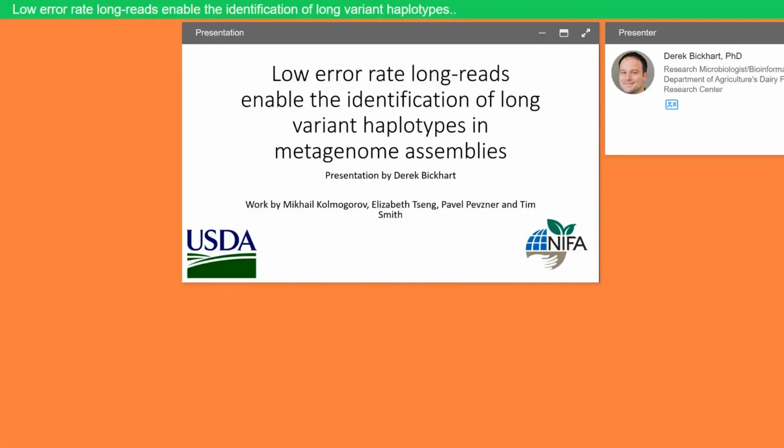Excited to talk to you today about our use of different DNA sequencing technologies to assemble and characterize metagenome samples. Even though I'm giving you this presentation today, this was a major collaborative effort. Even though I will acknowledge more members of our consortium later, I'd like to give specific thanks and gratitude towards our collaborators at UC Davis, Misha Kolmogorov and Pavel Pesner, as well as our collaborators at PacBio, specifically Elizabeth Zhang, and also Tim Smith at USDA MARC.